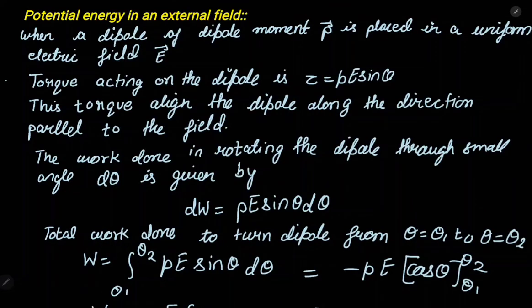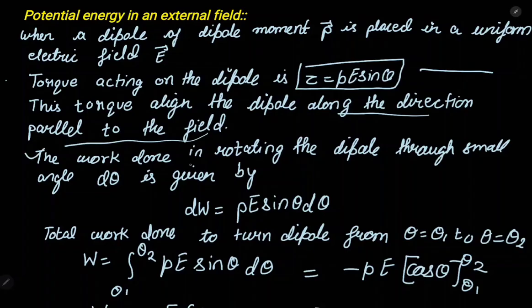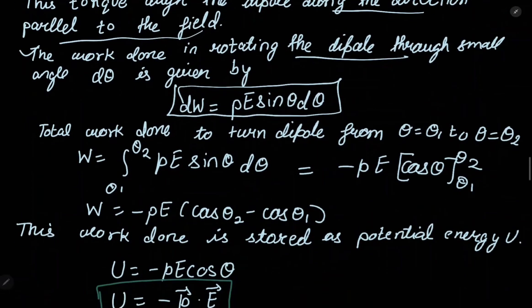Okay. Next important derivation is potential energy in an external field. Whenever a dipole is placed in an electric field, it will experience a torque, and we know that torque is equal to pE sin theta, right? This torque aligns the dipole along the direction parallel to the field. Now the amount of work done in rotating the dipole, and that work done is equal to pE sin theta d theta.